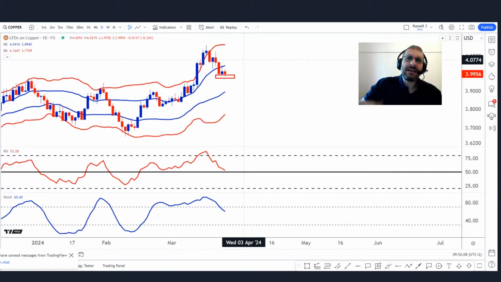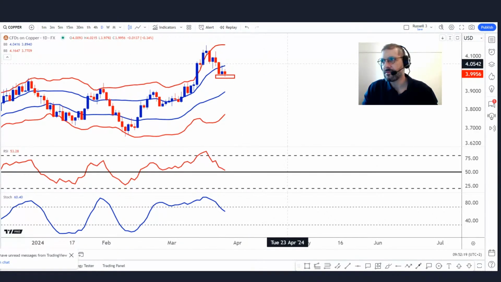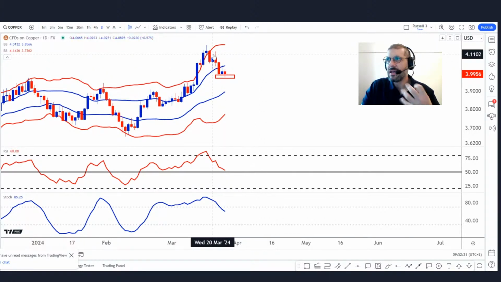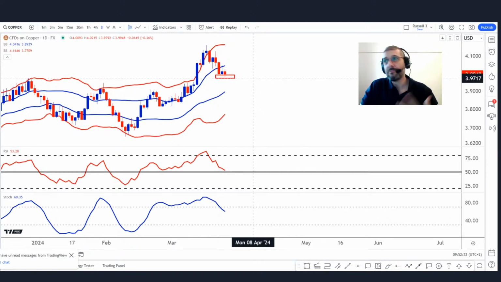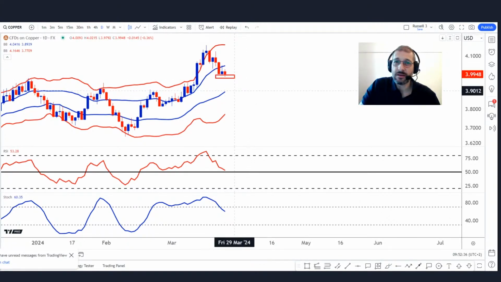The idea here is that Dr. Copper seems to be suggesting positivity on a long-term basis. We just need to see that reassert. It's pulled back somewhat. If it continues to pull back, that may be an economic signal. So perhaps just get an idea of the direction that copper is being pulled towards.